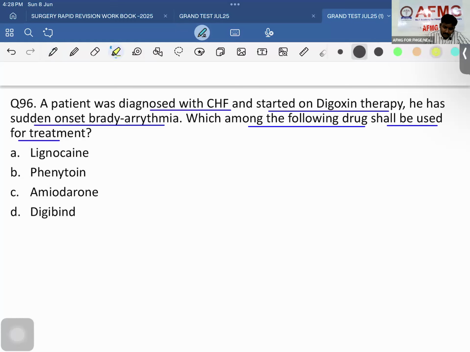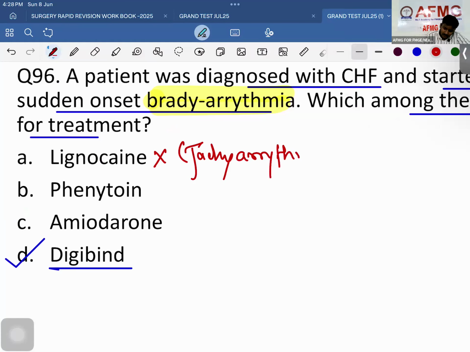Very good. हमें पता है that whenever there is a digoxin induced bradyarrhythmia, बच्चे, the drug of choice has to be option D, that is digibind. अगर digoxin induced tachyarrhythmia होता, तो the drug of choice would have been lignocaine, which is a sodium channel blocker. Lignocaine or even phenytoin for that matter. So lignocaine or phenytoin are used in conditions where the patient has a digoxin induced tachyarrhythmia.